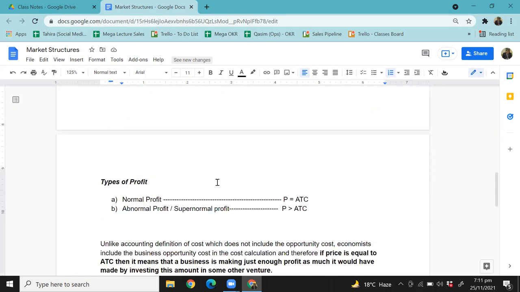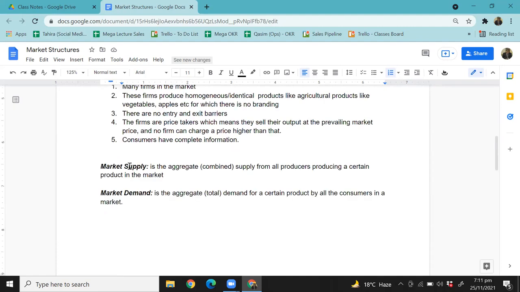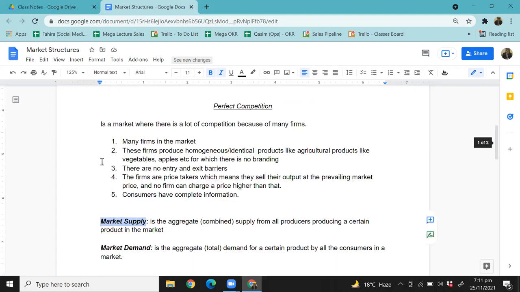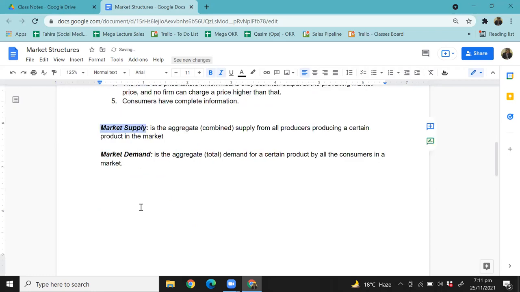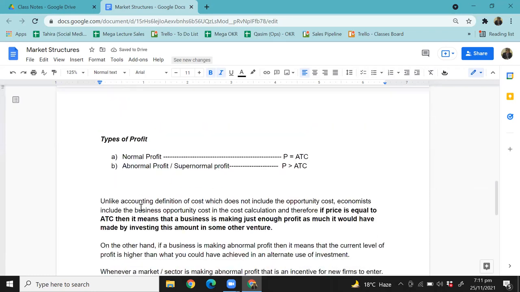Then we talked about some small things. What is market supply? Market supply is the total supply, or combined supply, from all the producers in the market, right? And what is market demand? Market demand is the combined demand from all the consumers in the market. So why are market demand and market supply important in perfect competition? Because that determines the equilibrium price, right? And then every firm has to sell at that price.